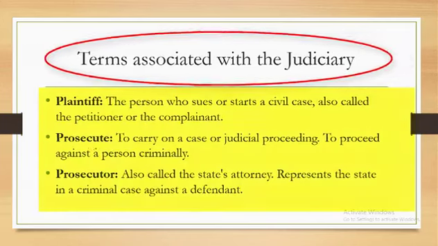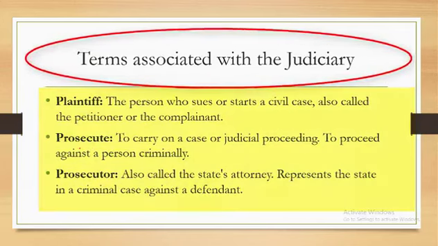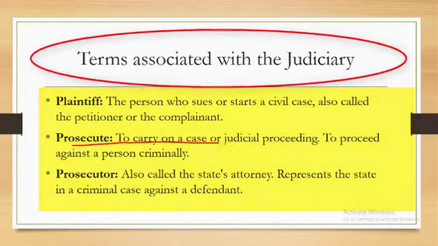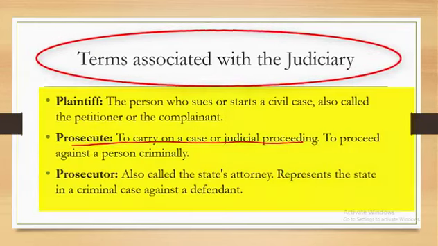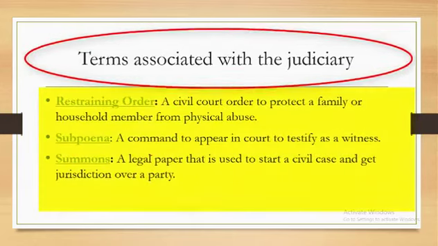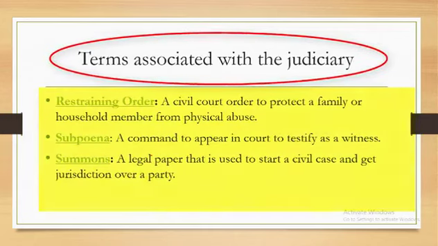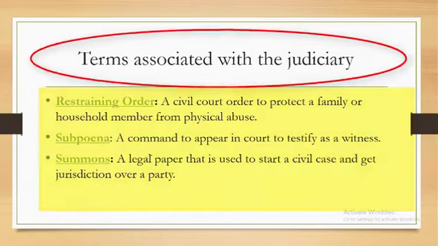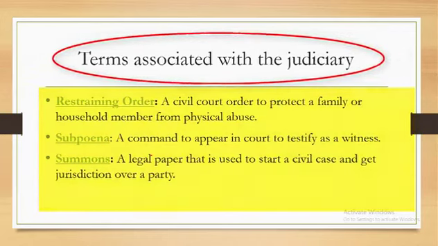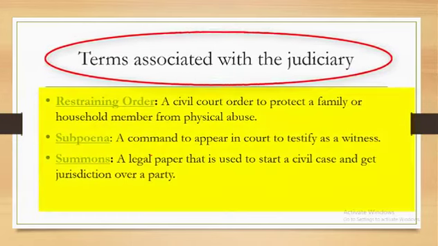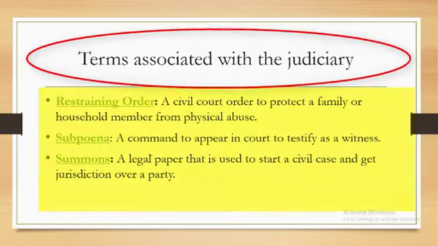Then we have prosecute. To prosecute means to carry on a case or judicial proceedings against an individual who happens to have committed a crime. Then we have restraining order. I told you restraining order simply is an order given by a civil court that restrains or protects a particular family member from physical abuse or what you call domestic violence. So every time there's something like that, the court gives what you call restraining order.